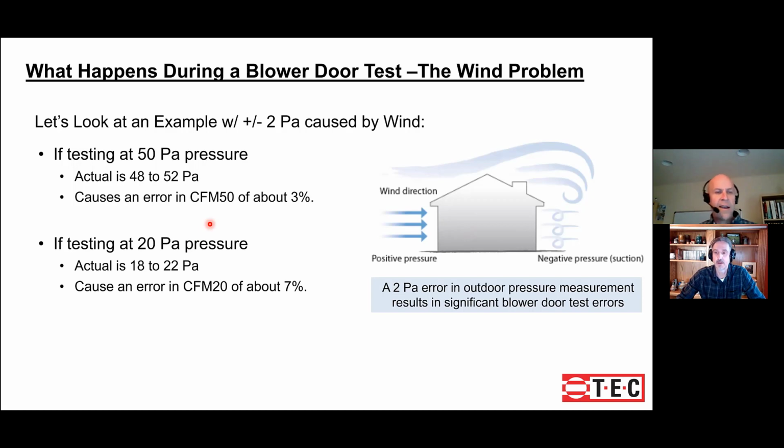Yes. And this gets even worse when you're trying to go to the lower pressure points in a multi-point test. For example, at 20 Pascals, let's say you're off by 2 Pascals. Now that's going to be an error down in that range of about 7%. And one measure of tightness of a building known as ELA, or effective leakage area, that's down at 4 Pascals. So things can get pretty tough down at those low pressures. Right.